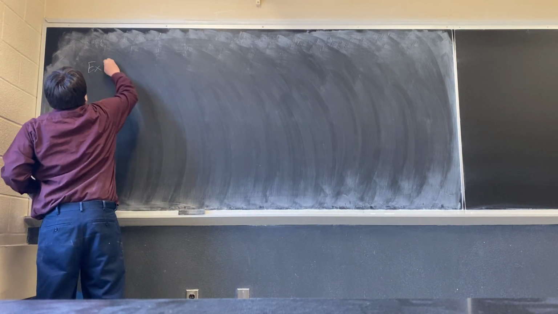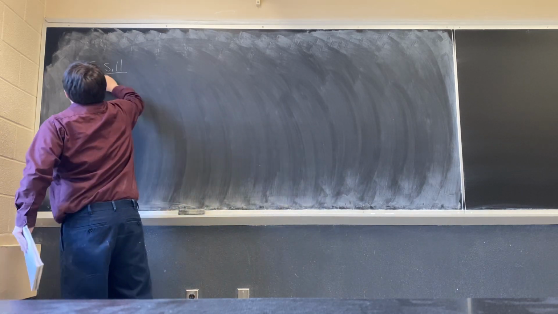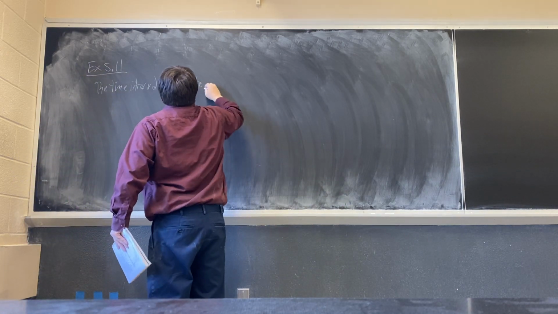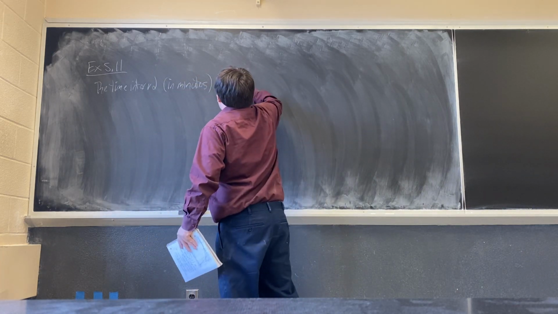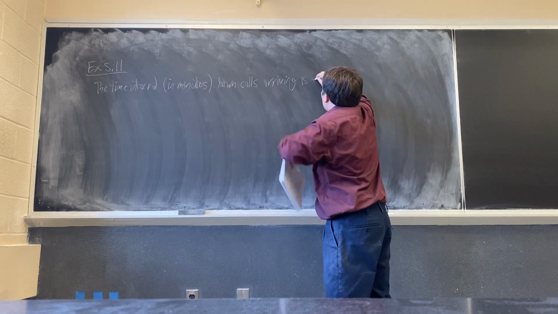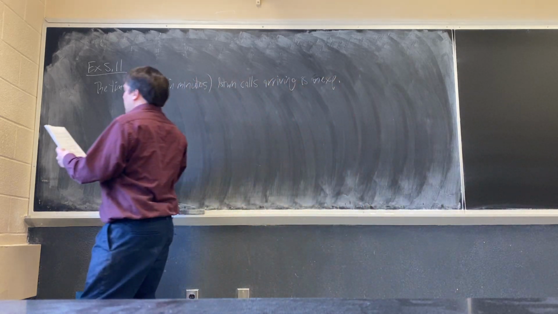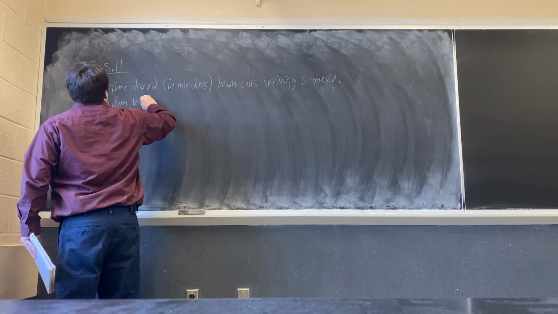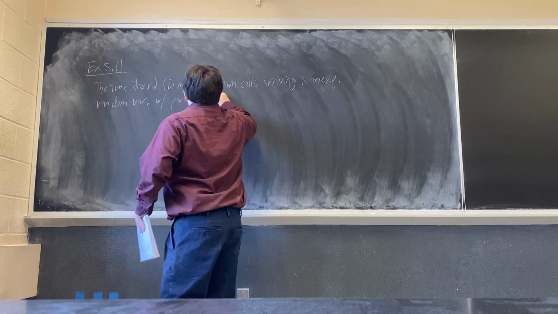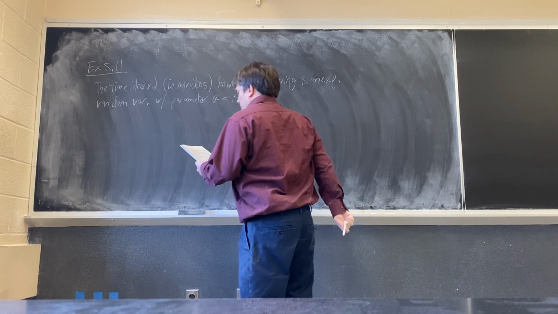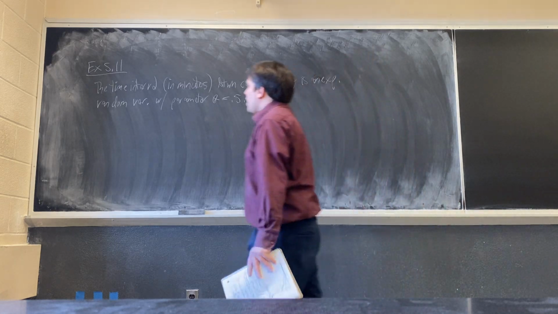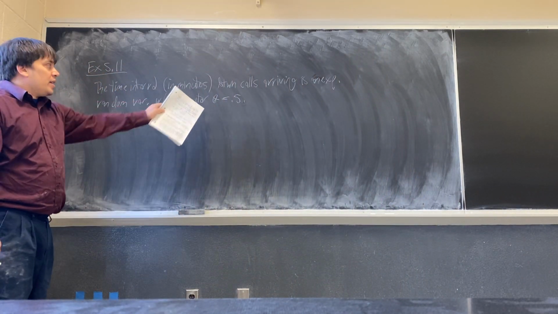So example 5.11, the time interval in minutes between calls arriving is an exponential random variable with parameter theta equaling 0.5. So we're going to find a few probabilities. Okay, so the time interval in minutes between calls arriving is an exponential random variable with parameter theta equals 0.5.